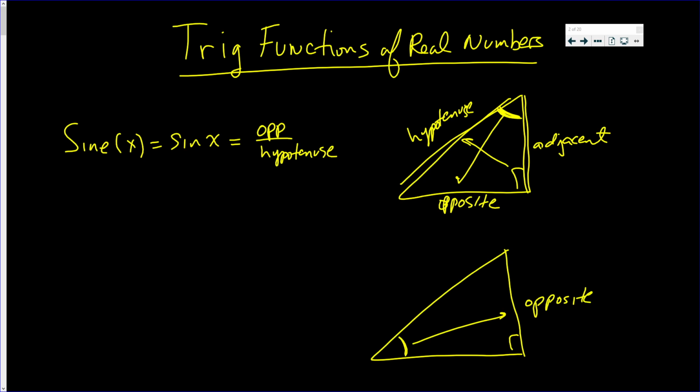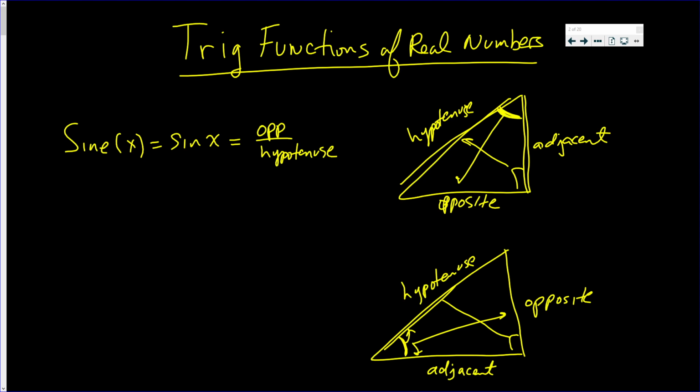This is the right angle. Adjacent to this angle is either this side or that side. But opposite the right angle is always the hypotenuse. So it's the other adjacent side that we call the adjacent side.